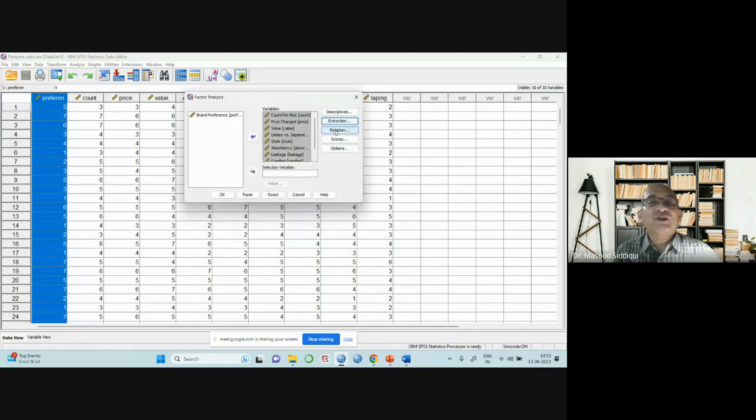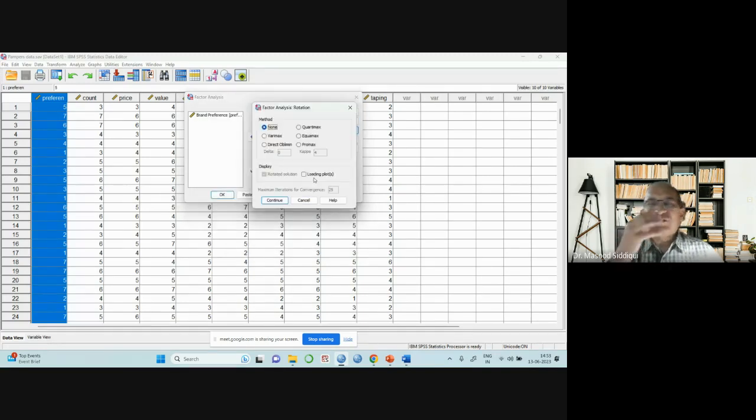Then we come to the rotation, though we may not include rotation because this is actually part of factor analysis, but just for interpretation purposes, I am using varimax rotation. So once I have selected varimax rotation, the display rotated solution option also got highlighted.